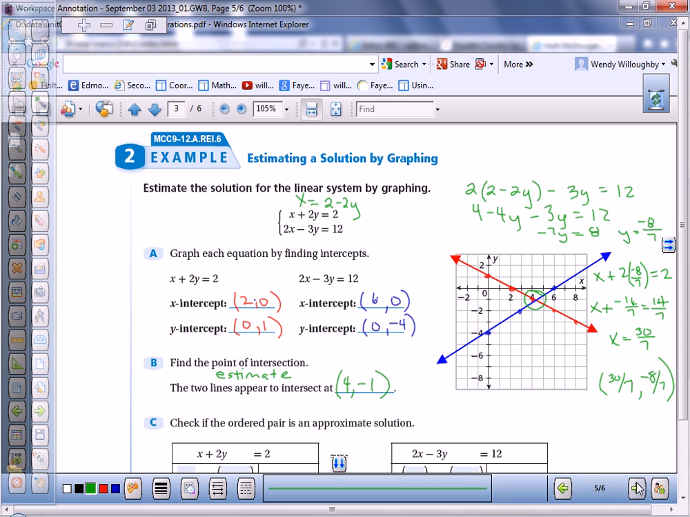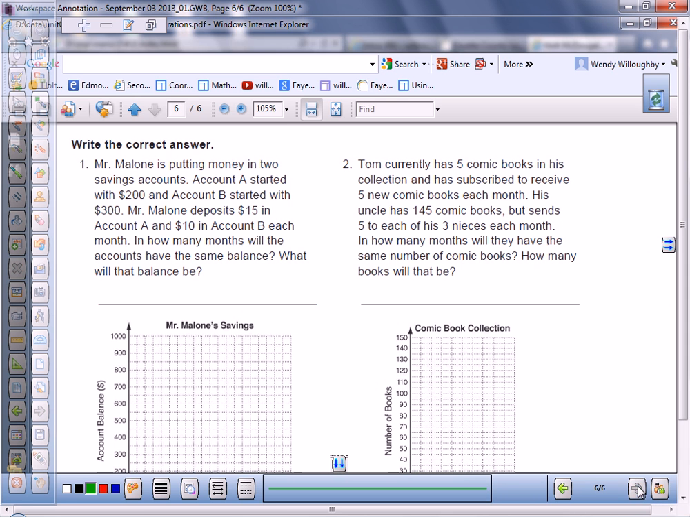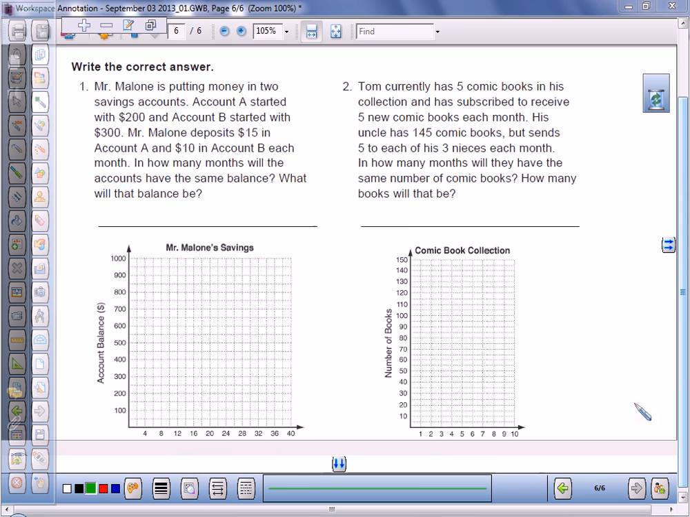Alright, let's flip a couple more pages. And we're going to do number 1 at the top of page 102. Alright, Mr. Malone is putting money into his savings account. Account A started with $200 and account B started with $300. Mr. Malone deposits $15 in account A and $10 in account B each month. In how many months will the accounts have the same balance? And what will that balance be?